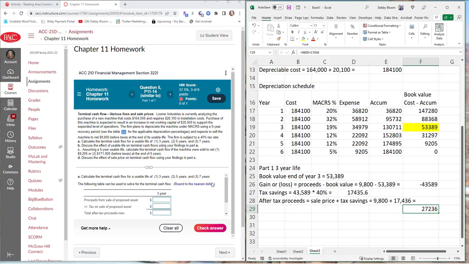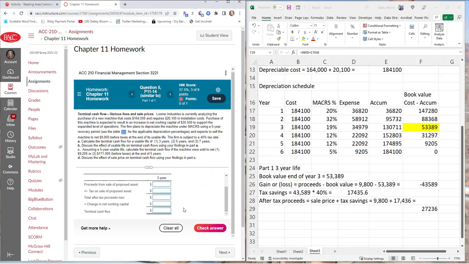Then we're going to have to release the working capital, so we'll get the total cash flow. In this case, the proceeds from the sale of the proposed assets is $9,800. We're going to add back our tax savings, which is $17436. We're going to have our total after-tax proceeds of $27236.